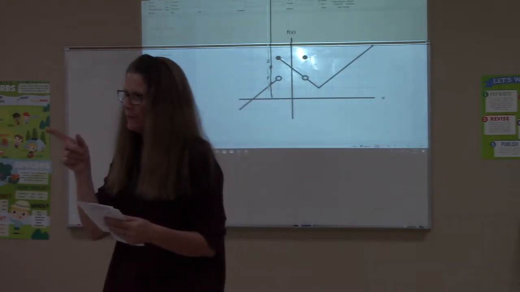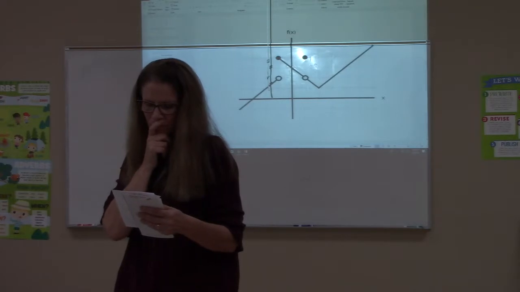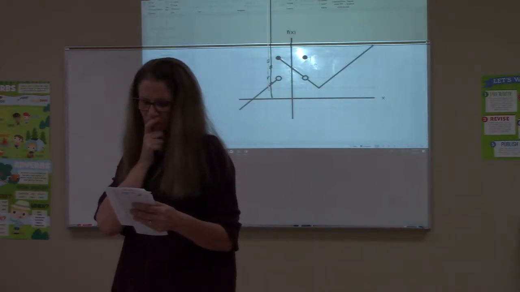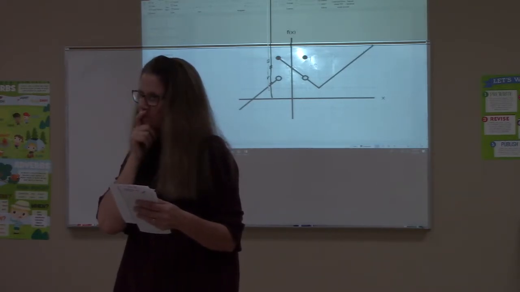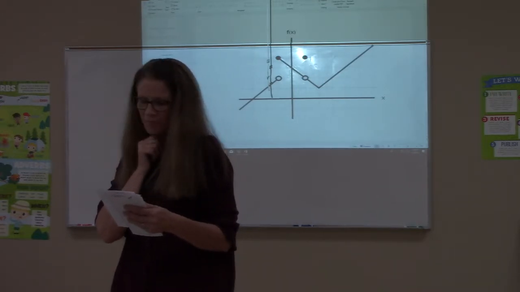Which one do you have? D. Okay, so explain it. It looks like at 4, those lines are going to continue to get closer but never touch. Okay. So there's no value at x equals 4.